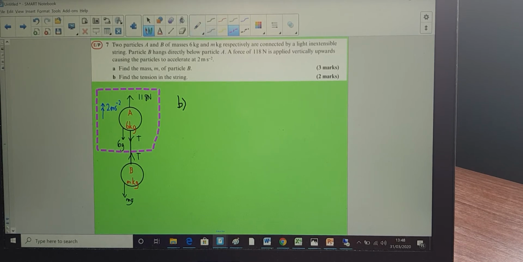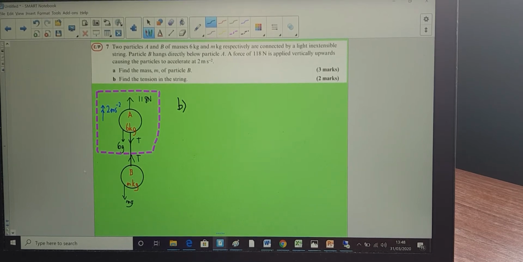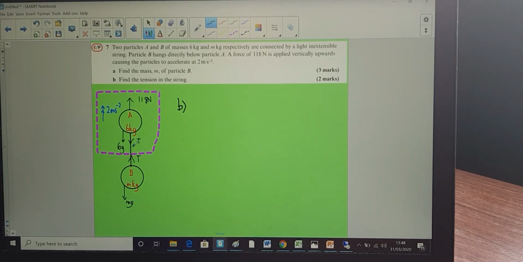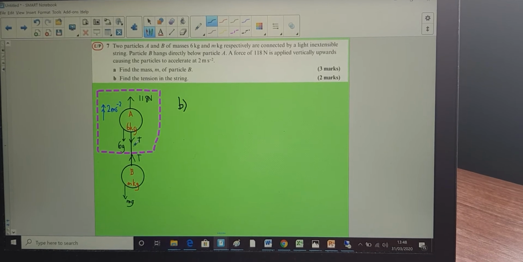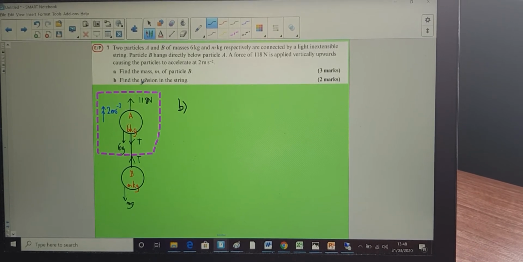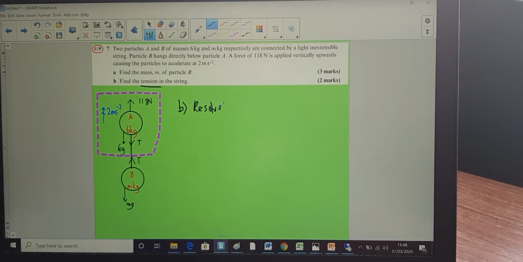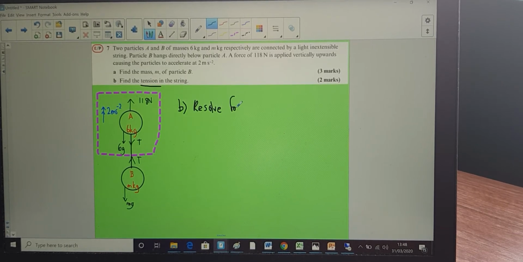Okay, so for this one, I'm just going to look at the forces on A. And the reason I can't look at it for the whole system is because if I looked at it for the whole system, just as we discussed for part A, the tensions would cancel out. And I don't want the tensions to cancel out because that's what I'm asked to work out, what the tension is. Okay, so I'm going to resolve for A. So I'm going to look at the resultant forces on A.